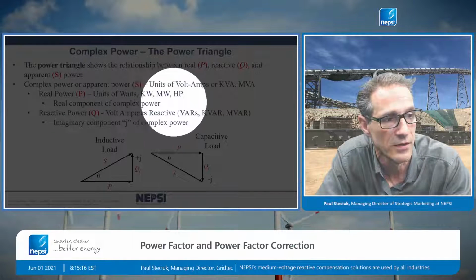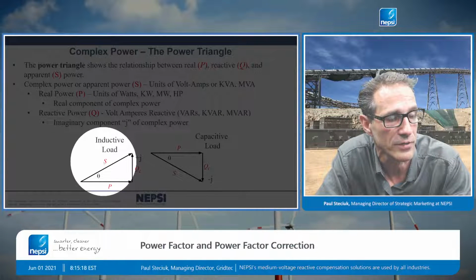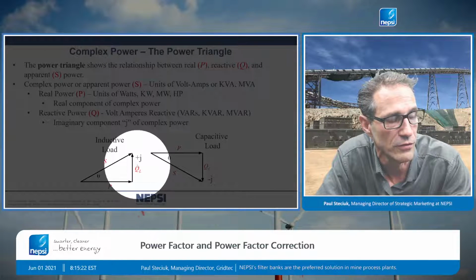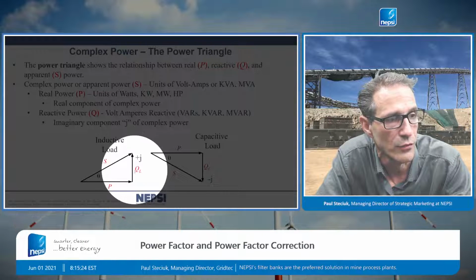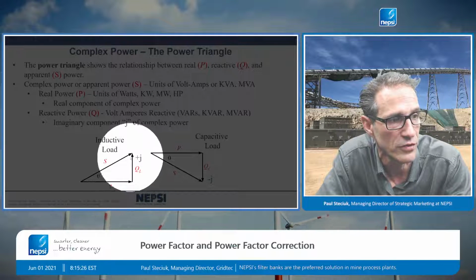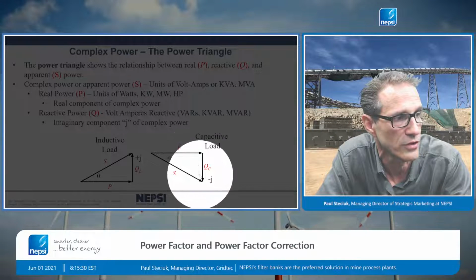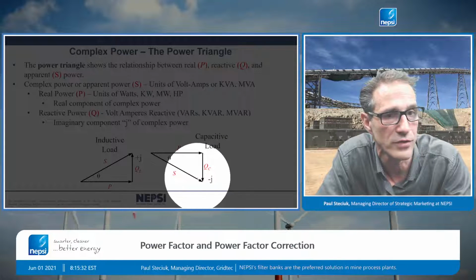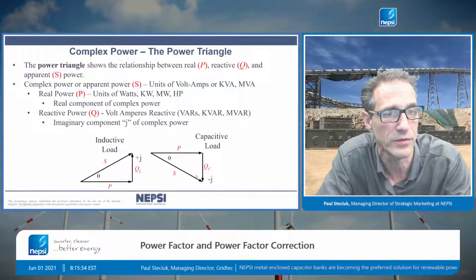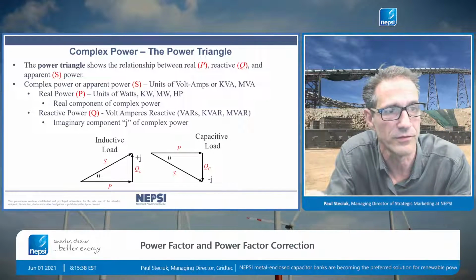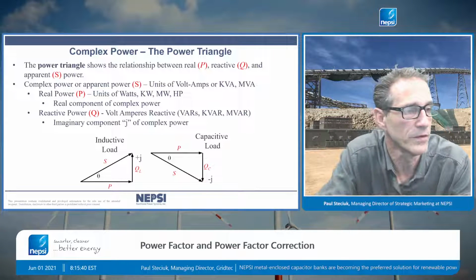So we have values of S, which is the complex power, values of P, which is real power, and the values of Q, which is reactive power. When the system is inductive, we draw Q up. When the system is capacitive, as we show here, we draw Q down. So Q is measured in VARs, remember that. So it could be VARs, kVAR, or megavars.